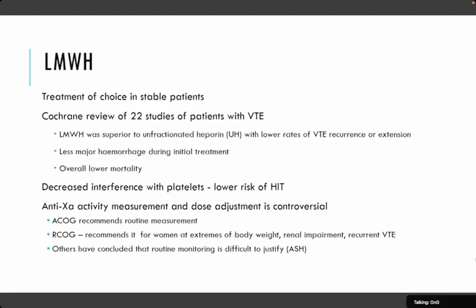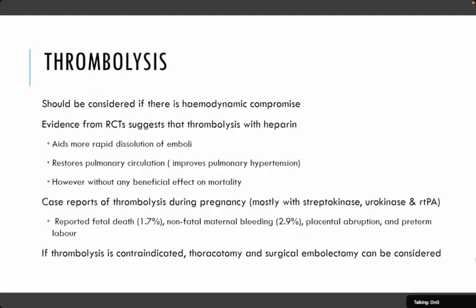The ACOG recommends routine measurements, like the South African body, as we mentioned earlier on, with prophylactic doses. But the RCOG recommends testing only if the woman is at extremes of body weight, either underweight, less than 50 kilograms, or significantly overweight or obese, or if there is renal impairment. And then others, such as the American Society of Hematology, have concluded that routine monitoring is difficult to justify, so they don't recommend it.